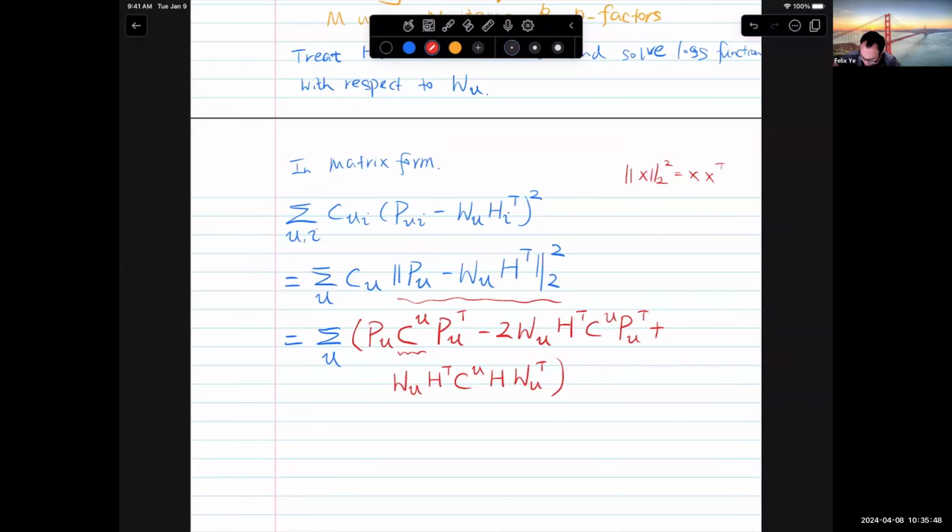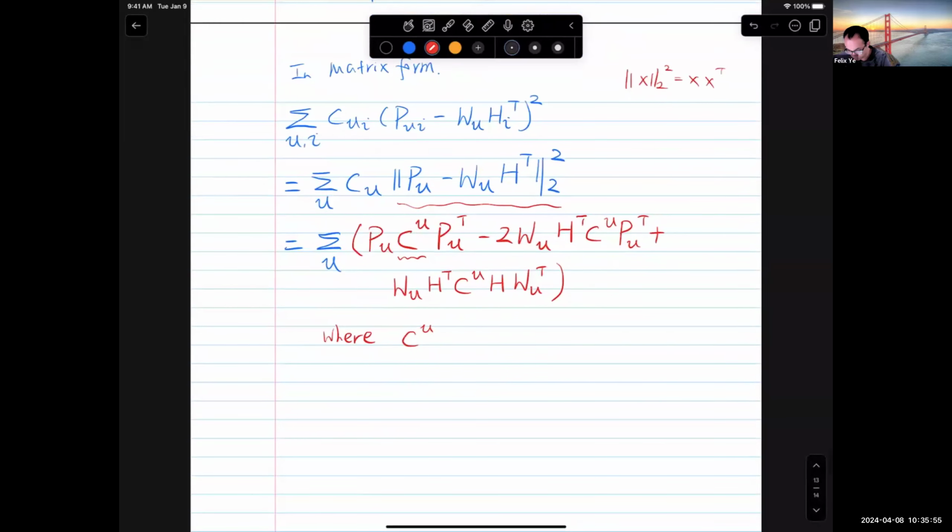But what is C of U? C of U here is a diagonal matrix with the diagonal of CU. And this PU right here is the U-th row of P. Basically, it's the row vector that has all the preferences of the user.